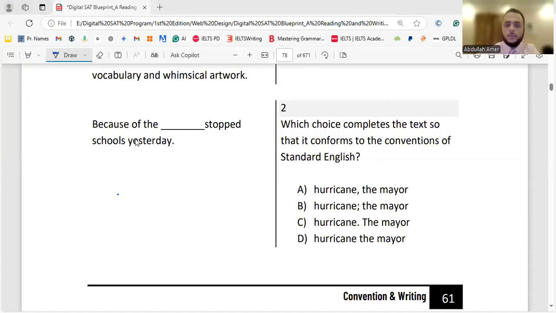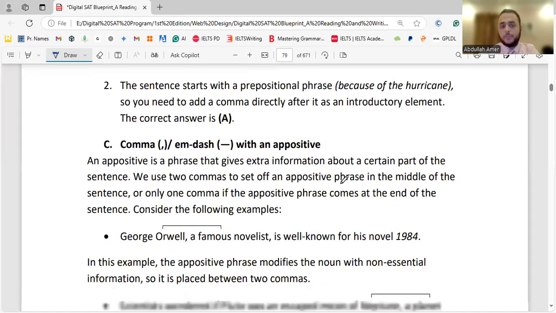Okay, thank you. "Because of the hurricane, the mayor stopped schools yesterday." So "because of the hurricane" is a prepositional phrase. Because, as you know, "because of" is a preposition. And if we start with an initial prepositional phrase, we need to add a comma.